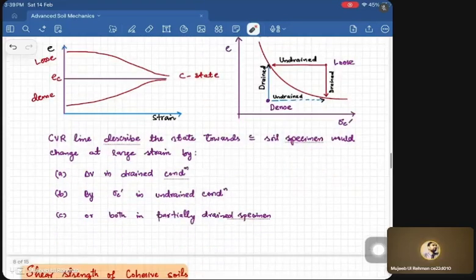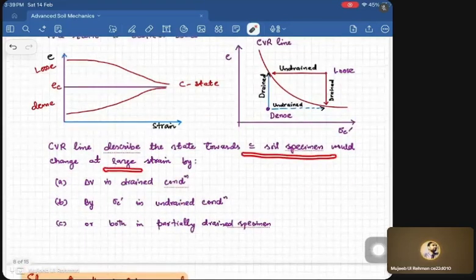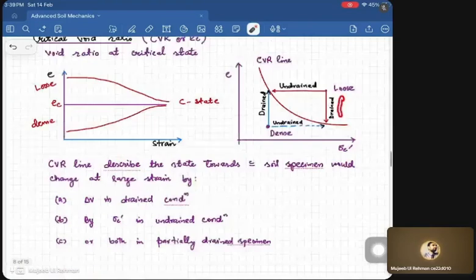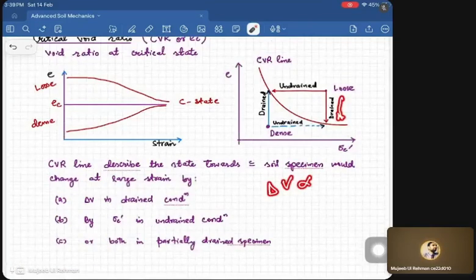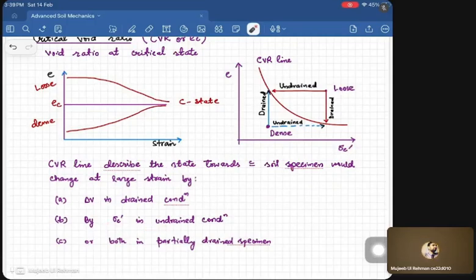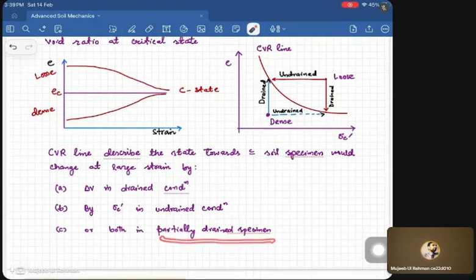The critical state line describes the state towards which the soil specimen would change at last. This change can be either by the change in the volume, as I showed you in the drained case, where delta V will be proportional to delta e. Whatever the volume change, it will be proportional to the change in the void ratio. Or it can be achieved in the undrained condition by reducing or increasing the mean effective stress. Or in case of partially drained specimens, it can happen in both ways, either by change in the volume, or by increasing or decreasing the mean effective stress.